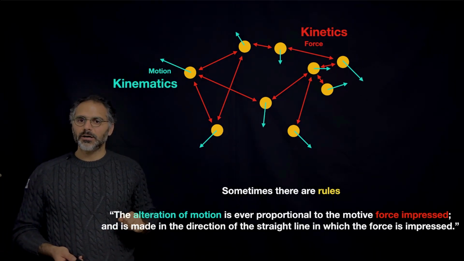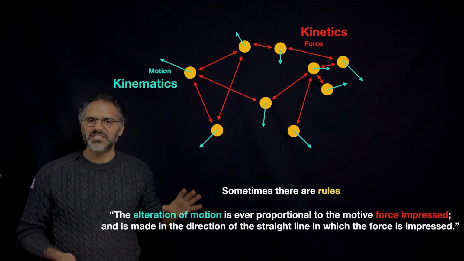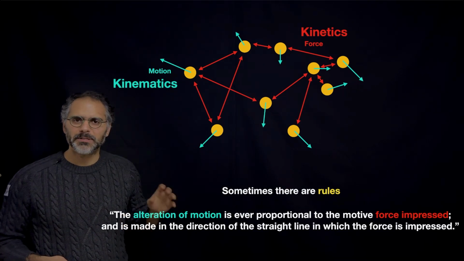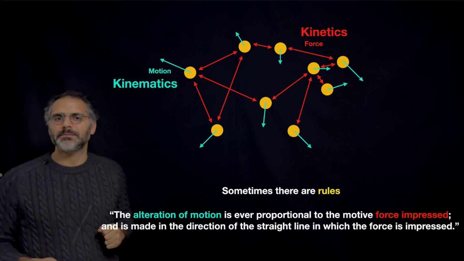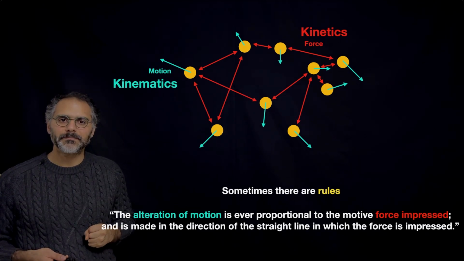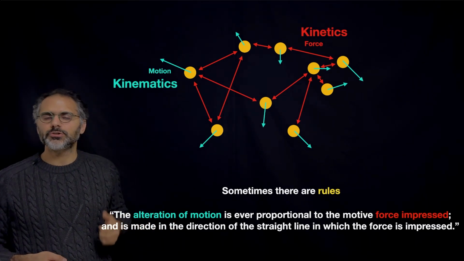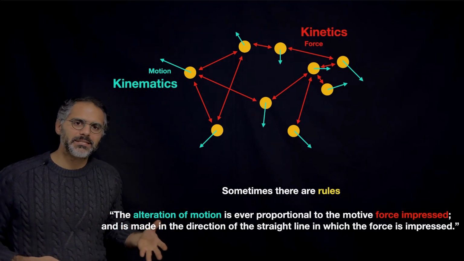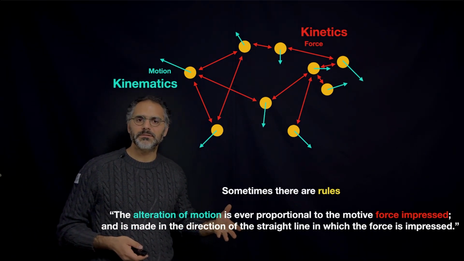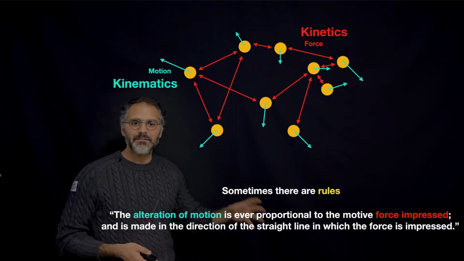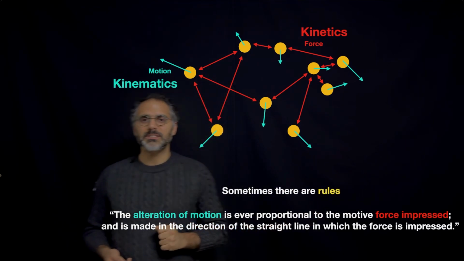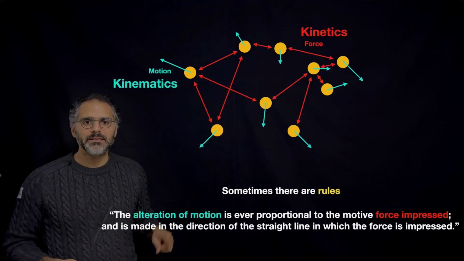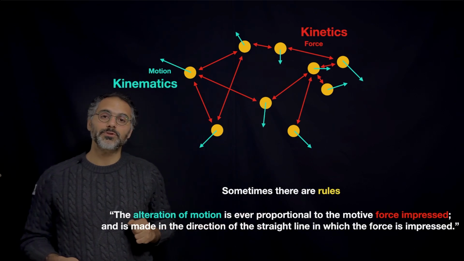Now, Newton's second law, probably you've heard of it, and probably you've seen it as F equals ma, but before we get there, actually Newton didn't write it as F equals ma. It was Euler later. So what did Newton say? Well, Newton said that the alteration of movement, or of motion, is ever proportional to the motive force impressed, and is made in the direction of the straight line in which the force is impressed.